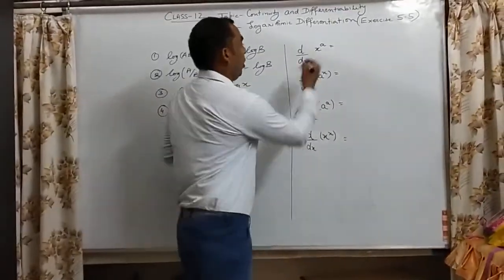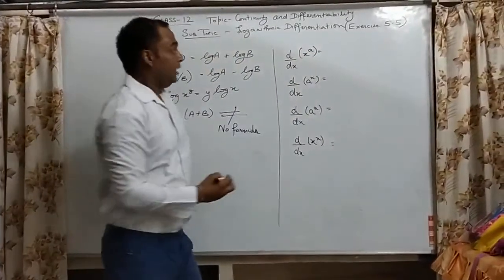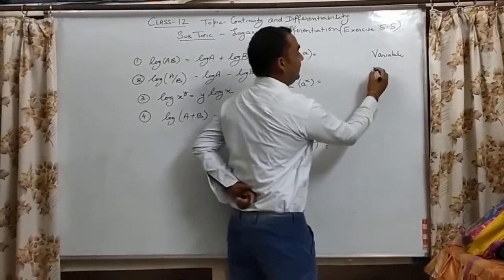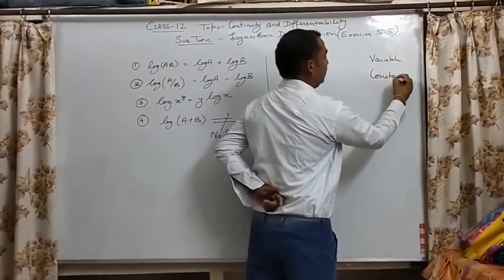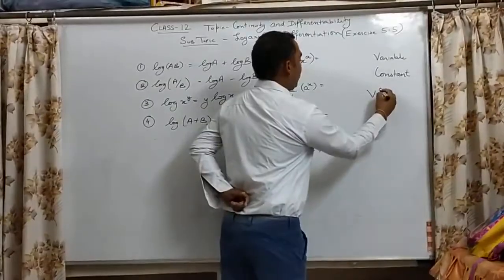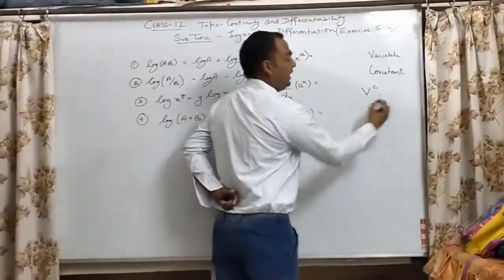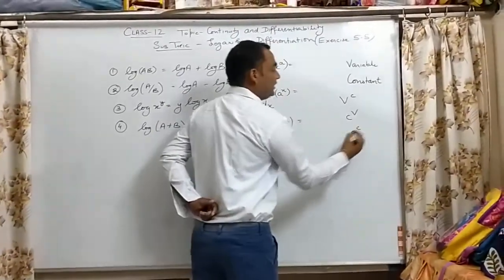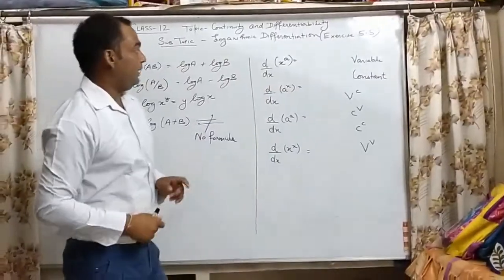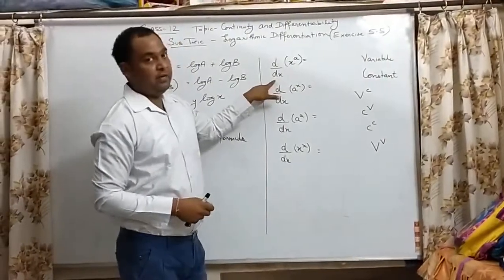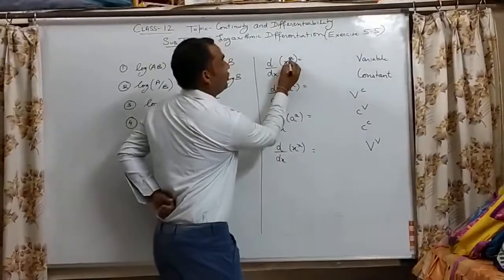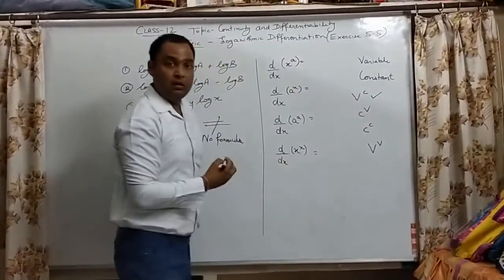Also, if we want to talk about these four things, first, there are two words. One is variable and another is constant. There are four combinations of this: variable raised to constant, constant raised to variable, constant raised to constant, and then variable raised to variable. Now taking an example, here we want to find the derivative of x raised to power a, means variable raised to power constant.